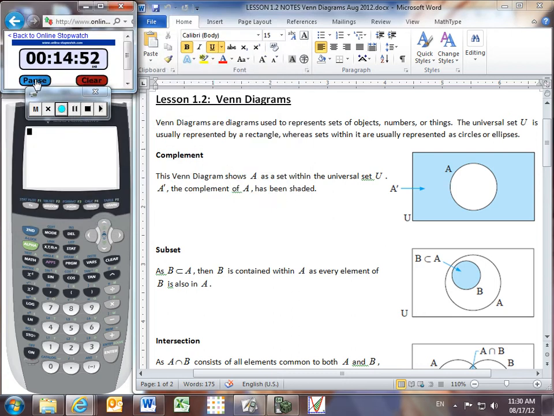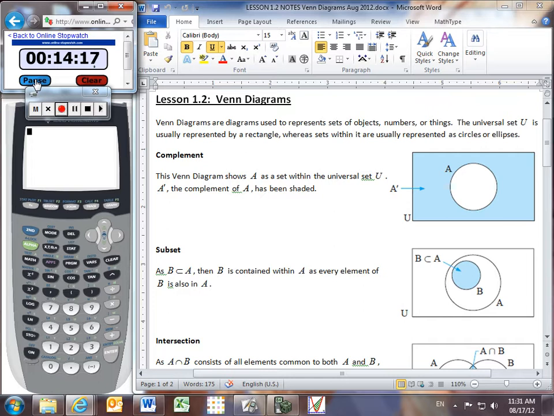Alright, we're looking today at Venn diagrams, which are diagrams that we use to represent sets of objects, numbers, or things. We use the capital letter U to refer to something called the universal set, which includes all of the numbers or objects that we're going to be examining within the context of that particular problem. And we'll represent this graphically as a rectangle, and then any sets within our universal set are represented as circles or ellipses, which is like an elongated circle, like an oval.